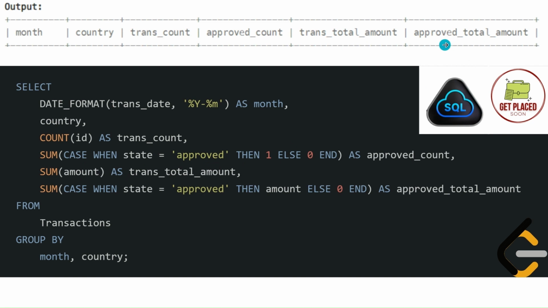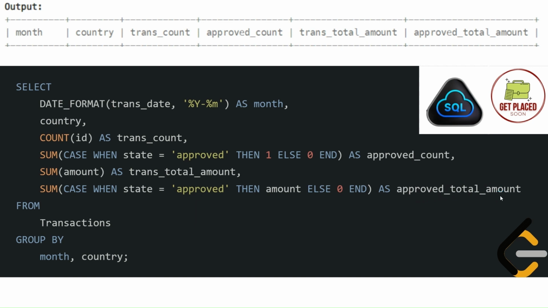Now moving ahead with the last and final column, that is approved_total_amount. Here also we'll use this case when state is equals to approved, then only we will add the amount. Then only we'll consider that amount, or else 0. So first time, for one entry, we'll calculate the amount. For the second entry also, we have to add this amount, right? That's why to add, we will use this function called sum function. And after adding, we will update the column name as approved_total_amount. So this is how we get each and every column.